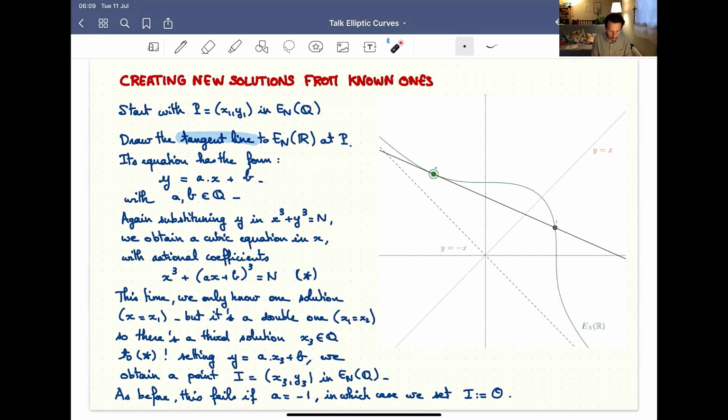And as before, even if we have only one point P to start with, we obtain a third point I with coordinates x3, y3, which are rational numbers. And again, this fails if the tangent line has slope -1. And in this case, we use the same trick as before. We define the third intersection point I to be O, the point at infinity.